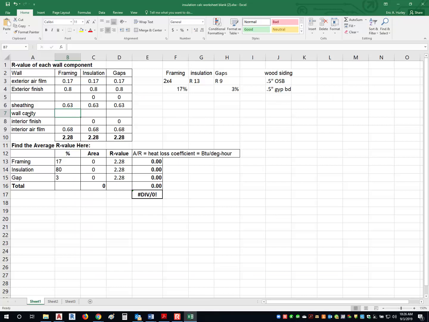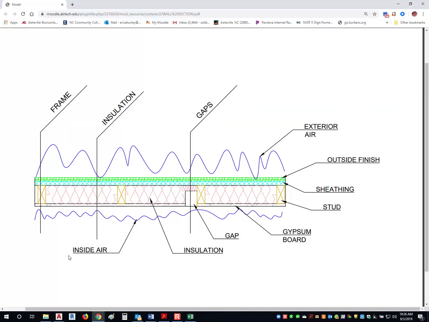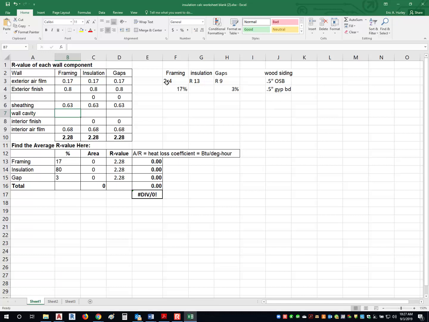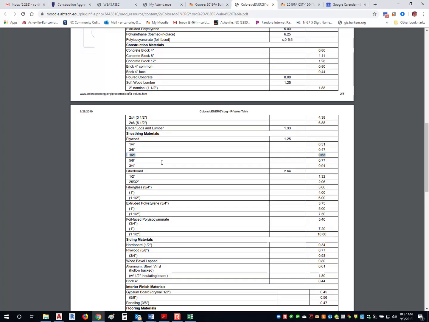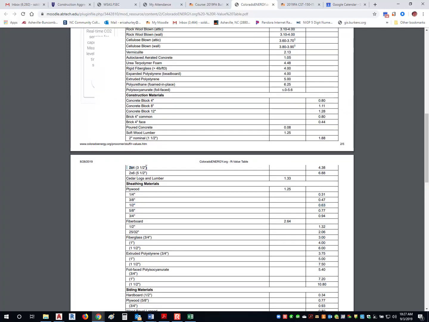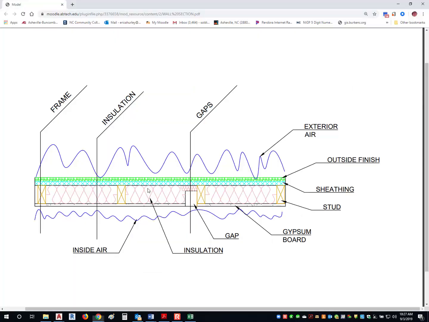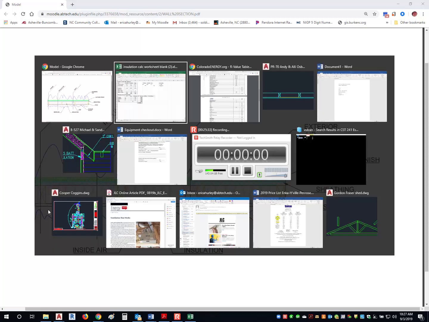Now, when we're into the wall cavity, let's go back over to our picture. Our wall cavity, which is between this black line and that black line, those things change. This one goes through the frame. This one goes through the insulation. This one goes through the gaps. Obvious, that's where we get their names from. So when we're looking up for a stud, we have a 2x4 stud. Let's go up here to construction materials. Half a 2x4, which is 3.5 inches. So when we're looking at our picture again, we're not counting this way at 1.5 inches. We're counting this way at 3.5 inches.